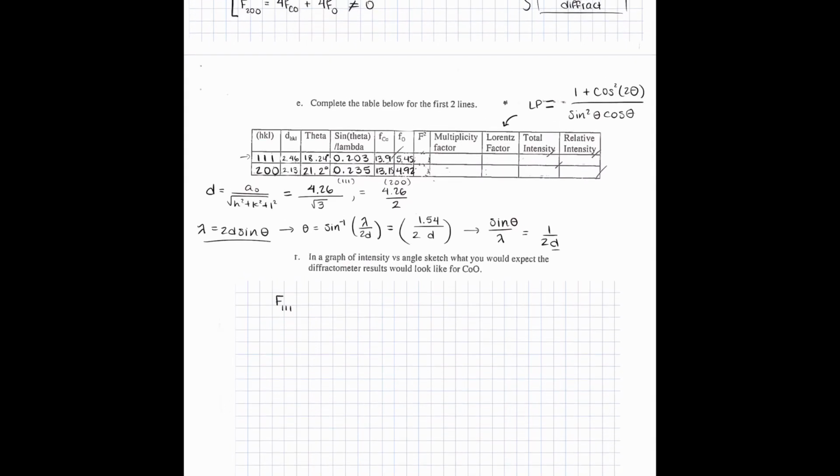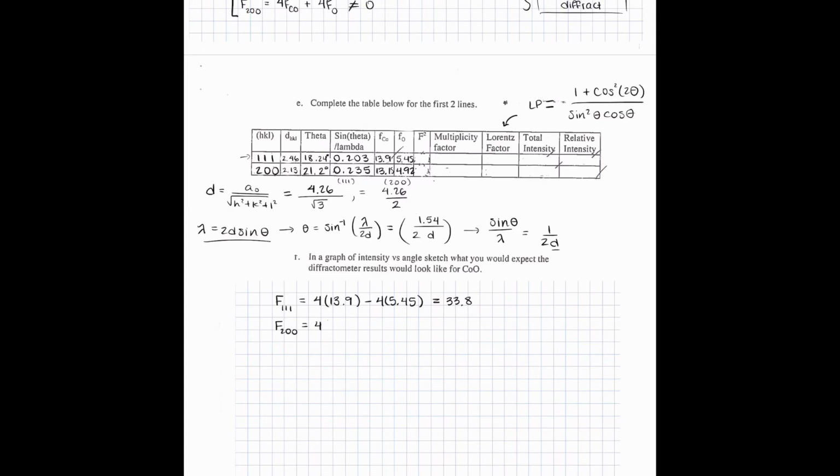So, how are we going to do that? For 111, F is equal to 4 times F cobalt, which is 13.9, minus 4 times 5.45, which is the scattering factor for oxygen. That's going to be 33.8. Right?